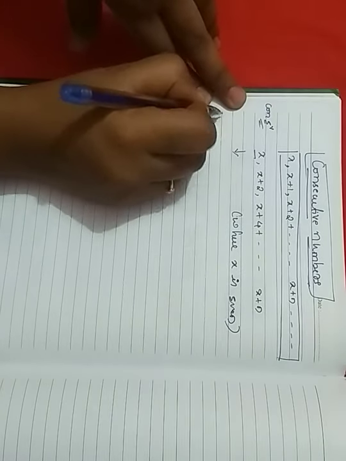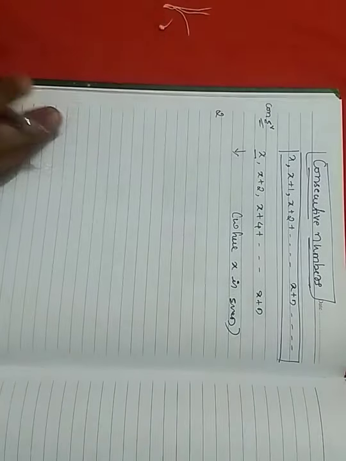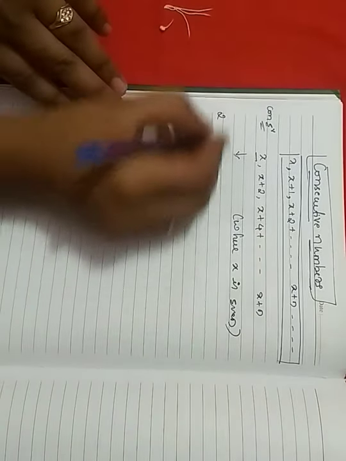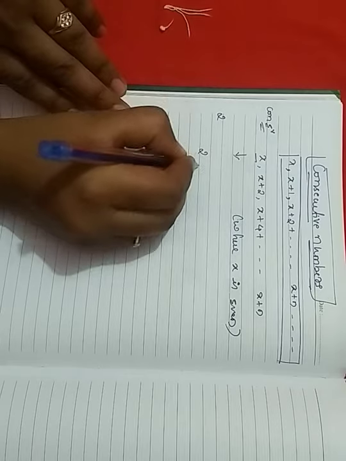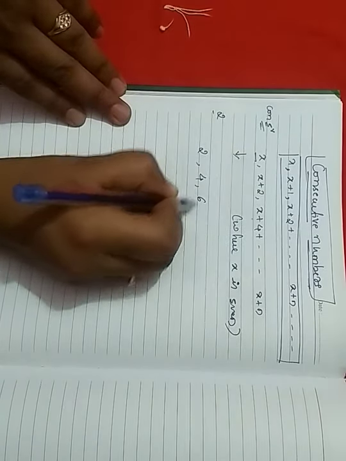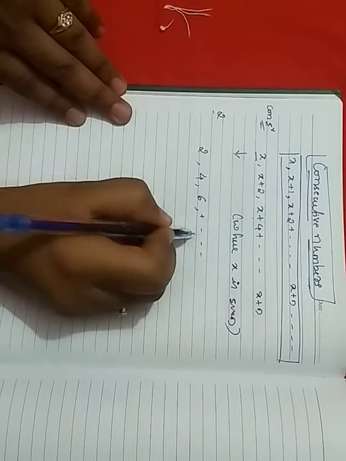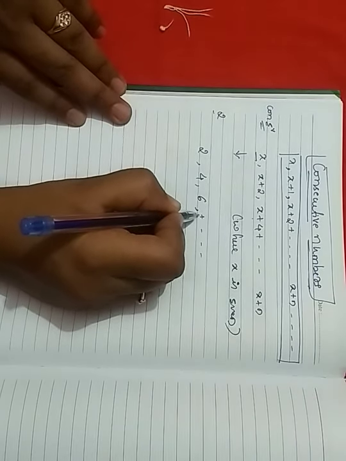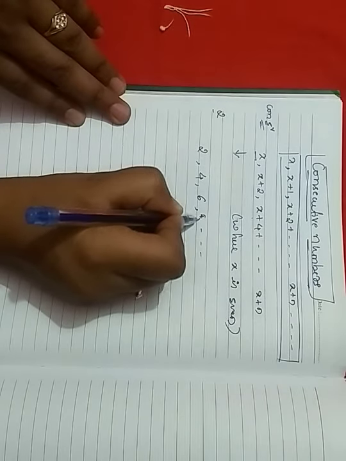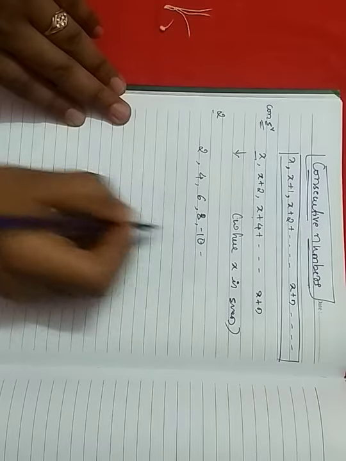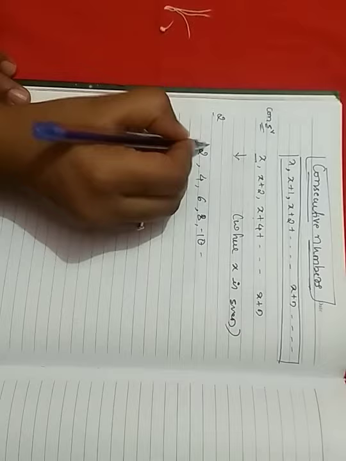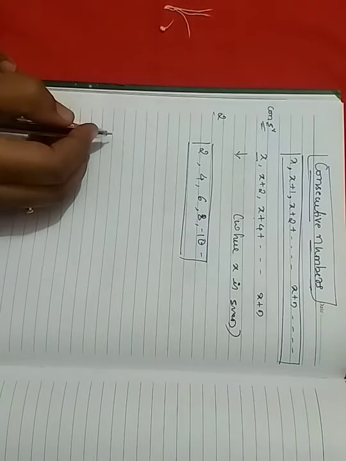For example, if 2 is the given number, what are the 5 consecutive even numbers of 2? That will be 2, 2 plus 2 is 4, 2 plus 4 is 6, and so on. Next is 2 plus 6 is 8, 2 plus 8 is 10. These are the 5 consecutive even numbers of 2.